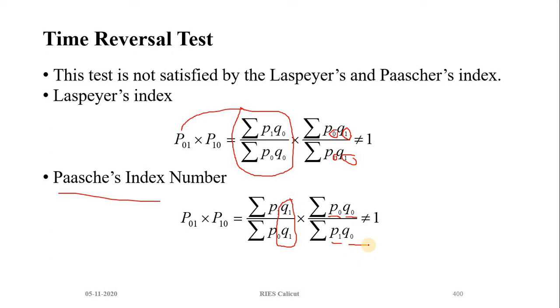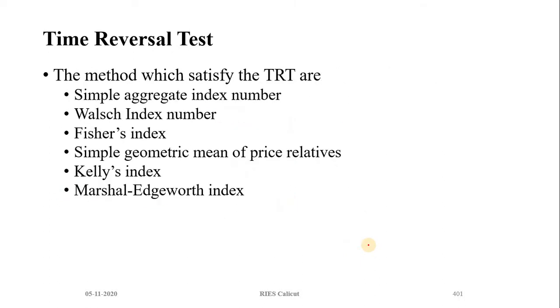Now, which index numbers satisfy this time reversal test? Many are satisfying this test. The first one is the simple aggregate price index number, then the Walsh index number, Fisher index number, simple geometric mean of price relatives index number, Kelly's index number, and Marshall Edgeworth index number. These six index number formulas are satisfying this time reversal test.